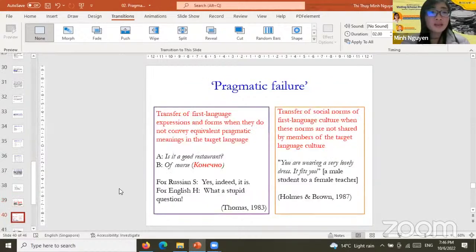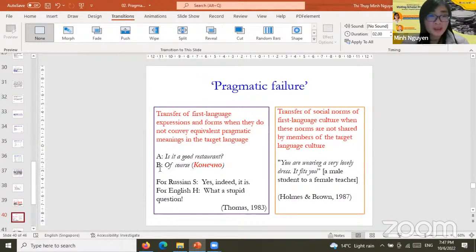And in cross-cultural communication, people tend to do transfer. They tend to transfer their first language forms as well as cultural norms when they speak a second language, and this is what we call pragmatic failure. So when they transfer, they may transfer first language expressions or forms that do not convey equivalent pragmatic meaning in the target language. And Thomas, 1983, cited a very good example.